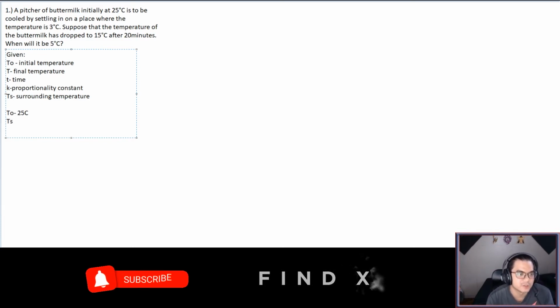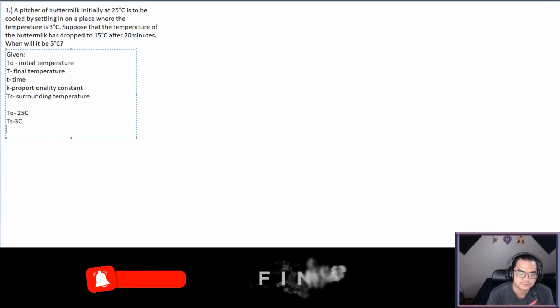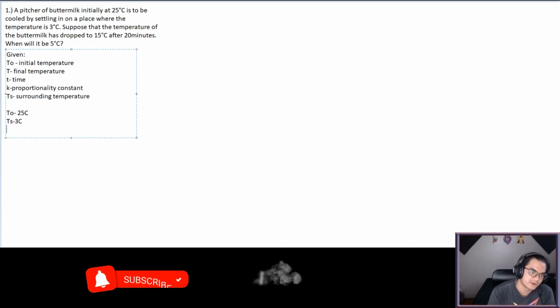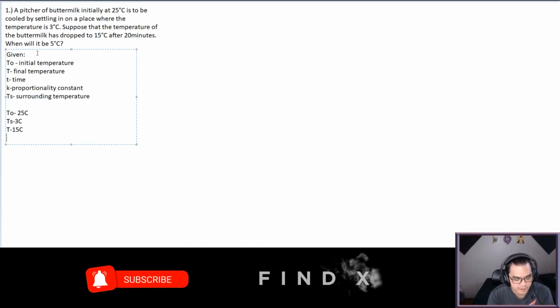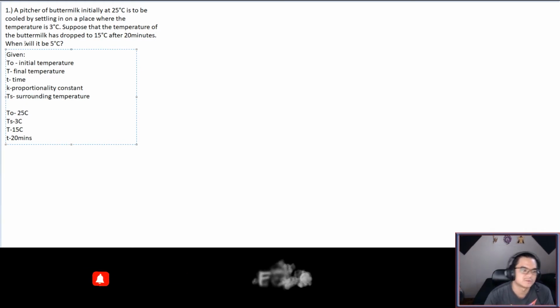place where the temperature is 3. So we have the surrounding temperature, which is 3 Celsius. And then suppose the temperature of the buttermilk has dropped to 15. So that is from 25 it became 15. Therefore, your final temperature will be 15 Celsius. How much time does it take? It takes 20 minutes.